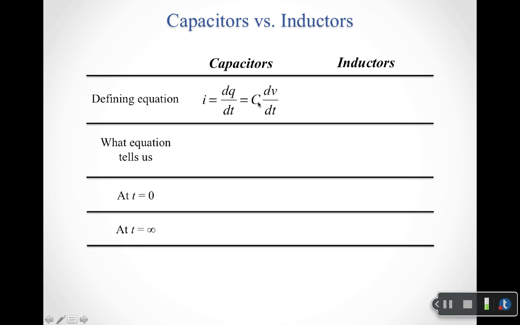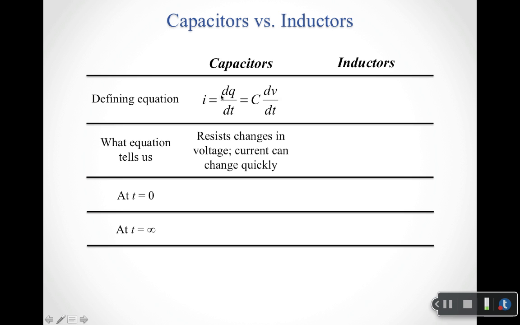And again, we know that Q is just C times V. The capacitance is a constant, so I can think of the current as nothing more than C times the time rate of change of the voltage. What that equation is telling us is that capacitors resist changes in voltage. The current can change quickly, but the voltage really doesn't.